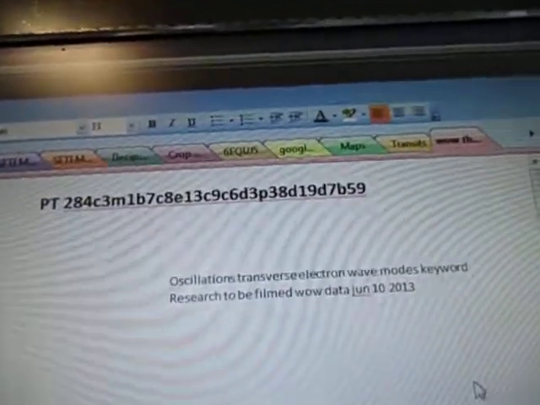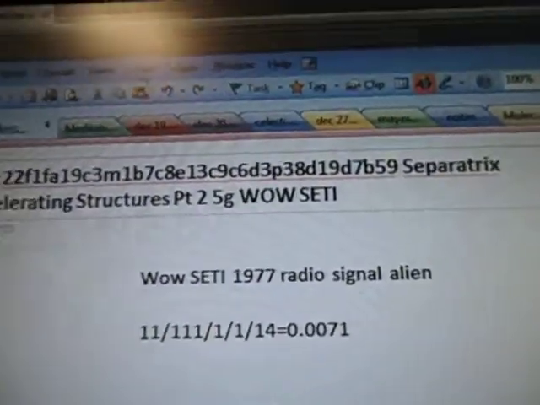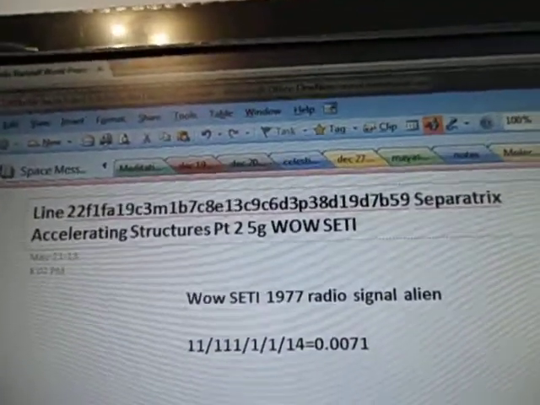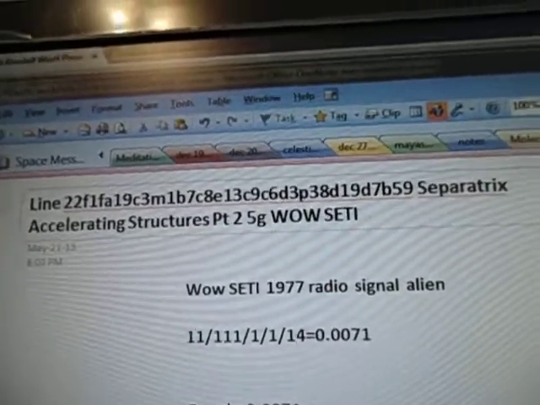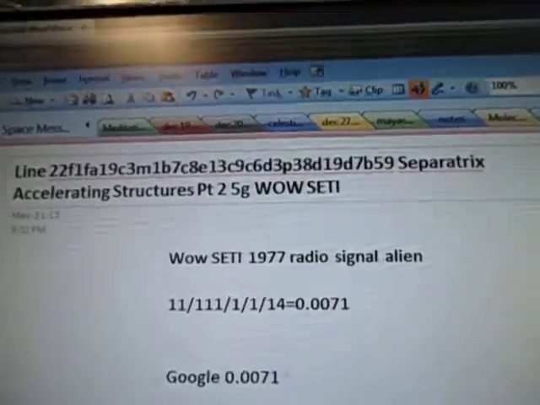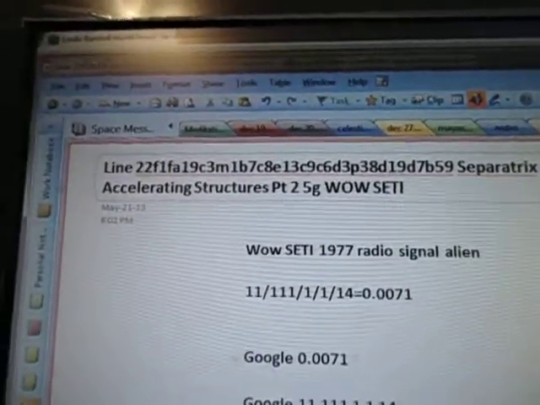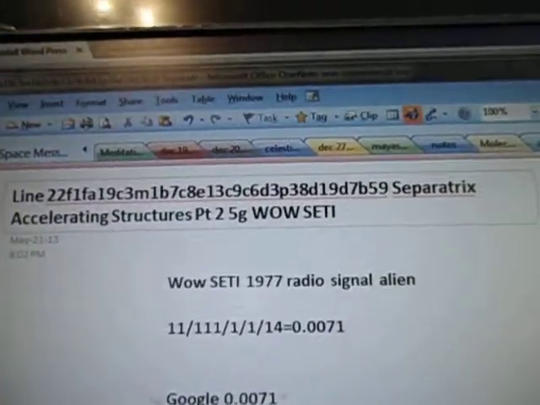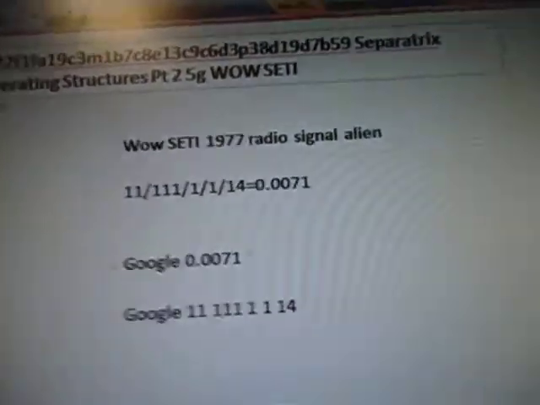Part 2 of the previous video was 7b59, and it's line 22 and the last three numbers are 7b59, and you want to go to 7b58 to read the first part of this particular type of video. Separatrix accelerating structures part 2, 5G Wow Seti. There's the alien radio signal.